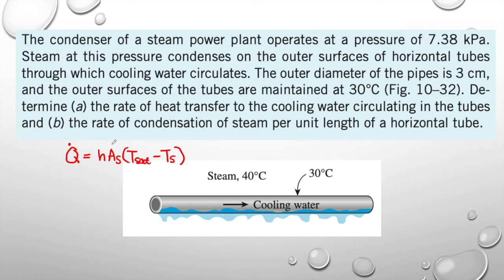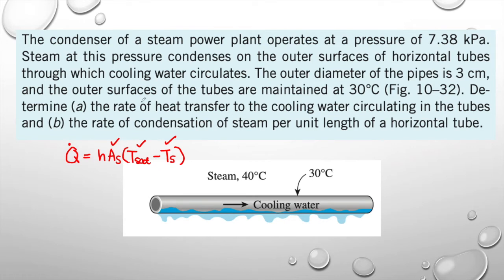From this equation, what information has already been given in the question and can be calculated directly? We can directly calculate the surface area of these tubes, and then the T saturation we have to find, what is the saturation temperature for this problem, and the second one is Ts. So I will explain about the T saturation.